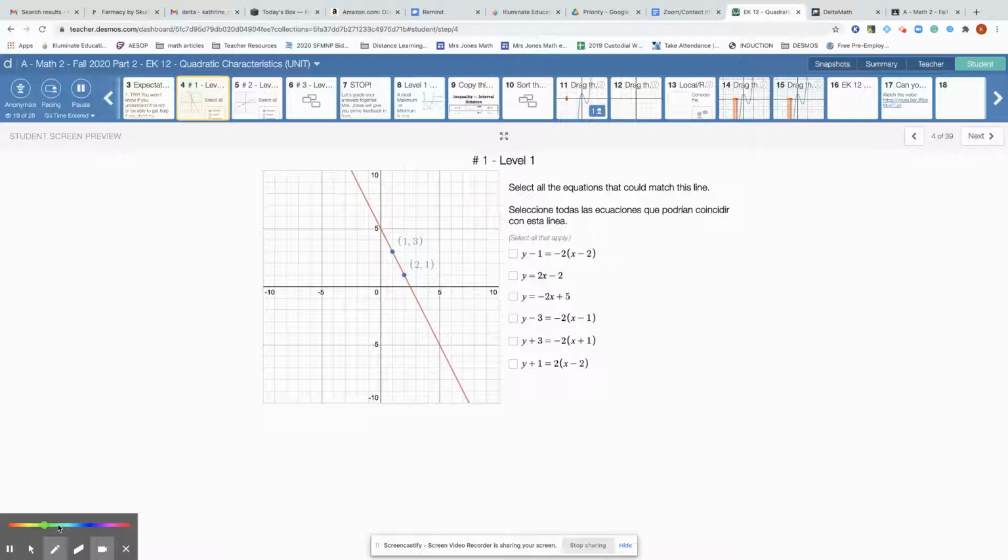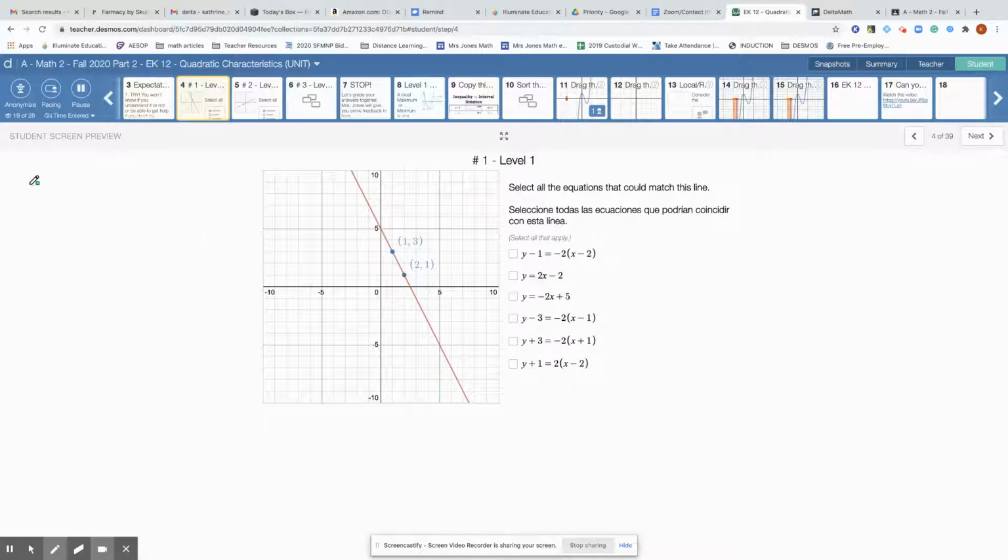Hi, everybody. I'm going to go over the mini quiz questions and how to solve them. The question is to select all equations that could match this line. So the first thing you really have to take into consideration is, what's the equation of the line? What's the slope?